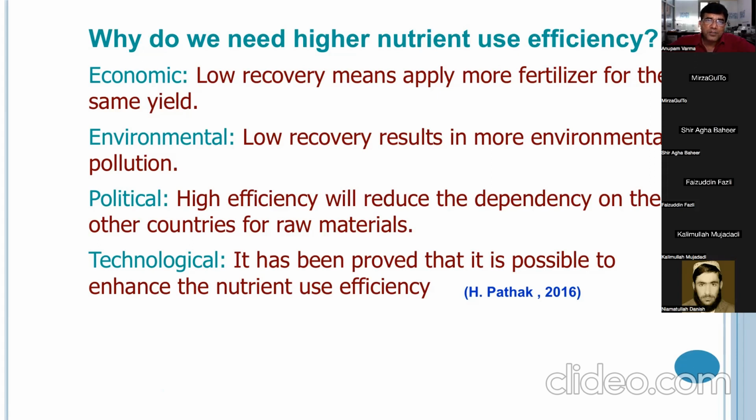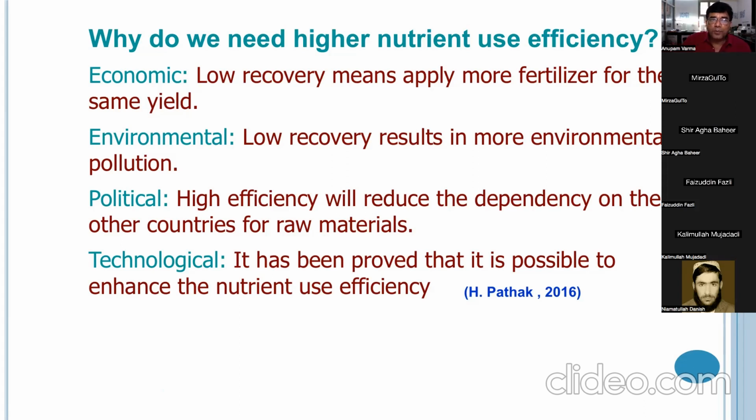Excess urea or nitrogen application results in leaching of nitrogen, denitrification, and volatilization of nitrogen. So by these losses, environmental pollution happens. Pollution of air and pollution of water can happen because of this ammonia volatilization or other kinds of losses.